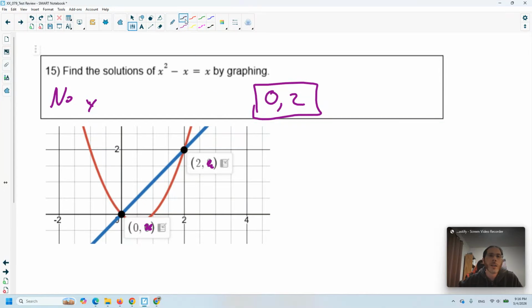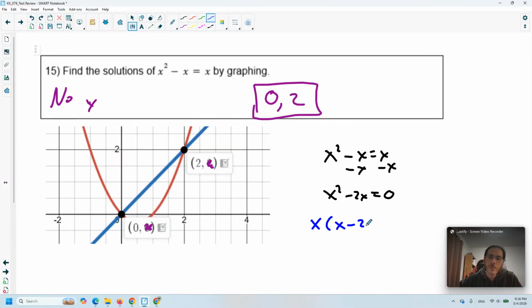If you want to do it by hand, not too bad to do by hand. X squared minus x equals x, just minus x on both sides. X squared minus 2x equals 0. We can GCF out an x. And then use the zero product property to get x equals 0. X minus 2 equals 0. So plus 2 on both sides, x equals 2.